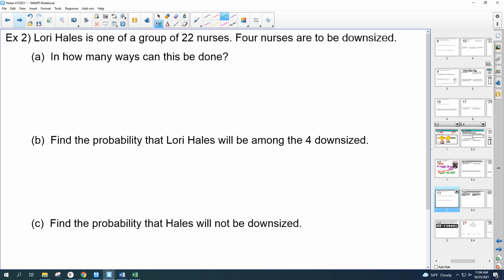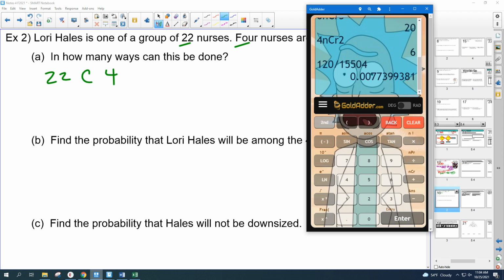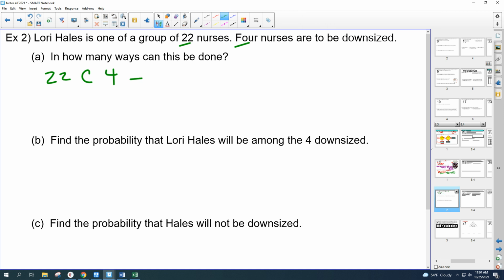Am I taking a group out of a group? I'm trying to pick 4 nurses out of how many nurses? So 4 nurses are going to get called into the office and fired. Does it matter who comes in first? I don't think so. That's 22 choose 4. (7315).